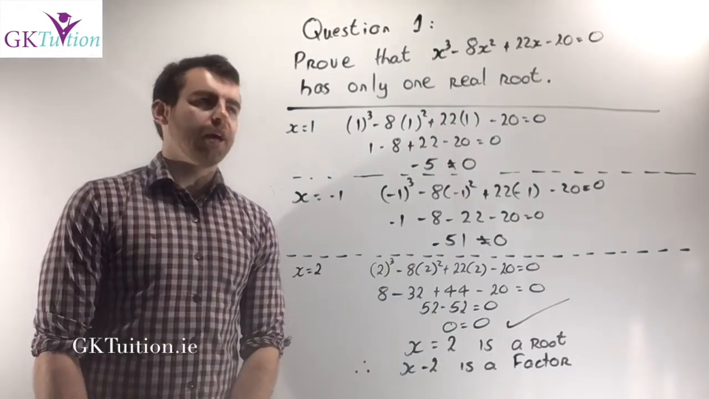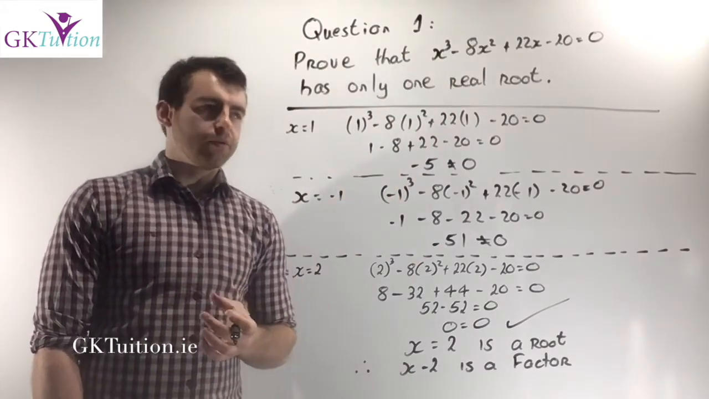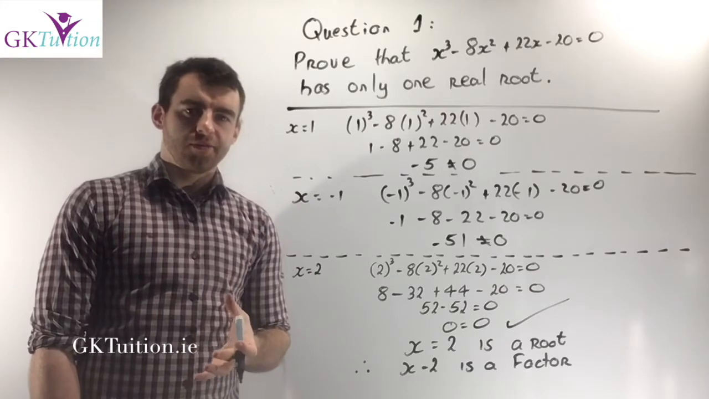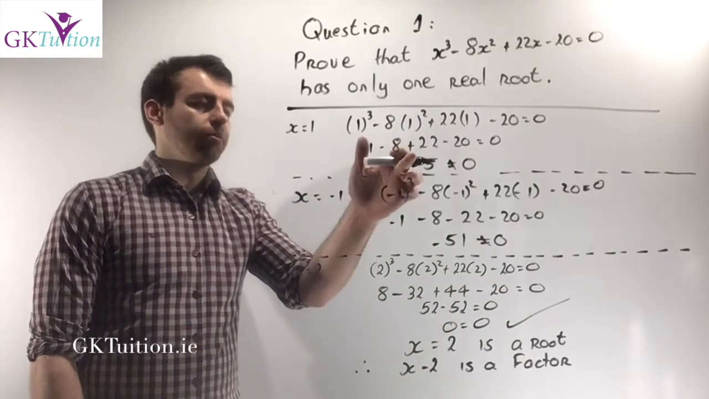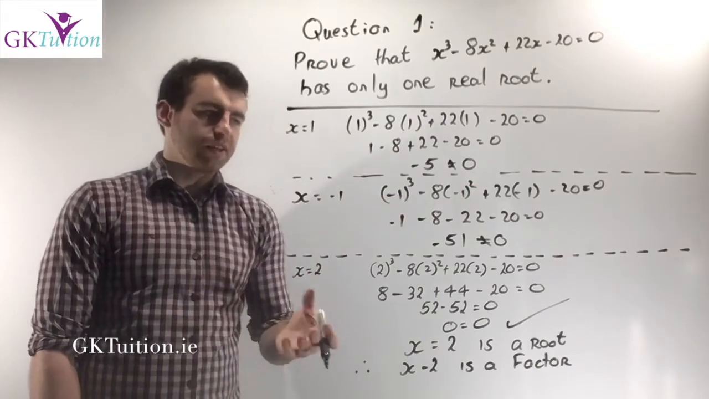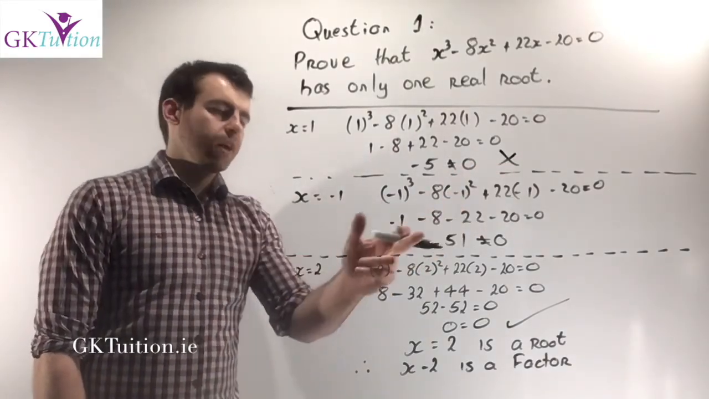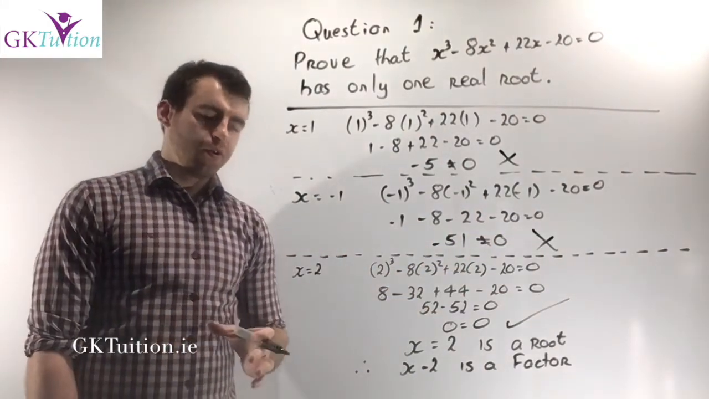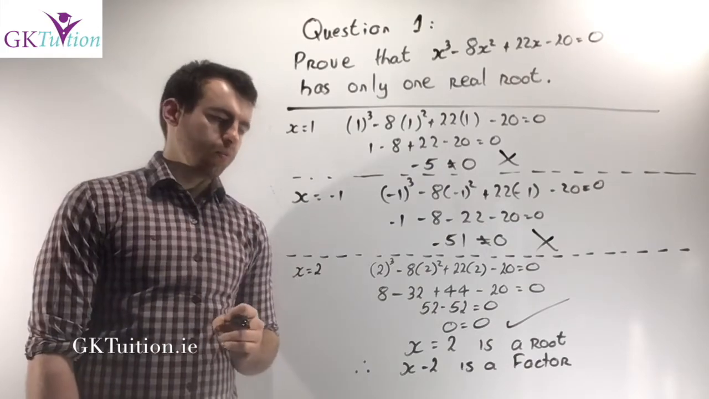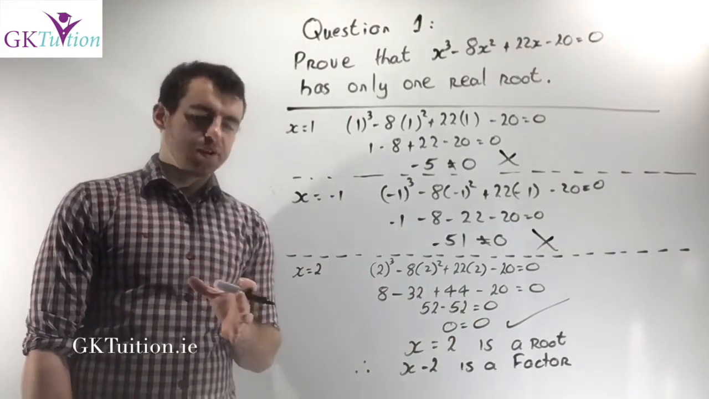The first question you had here was to prove that this cubic has only one real root. In order to do that, we need to use trial and error to find the first root. So I subbed in x equals 1 and I ended up with minus 5 equals 0, which obviously it's not, so that one's not true. Then I subbed in x equals minus 1 and I ended up with minus 51 equals 0, so that one's not a root either. The third one I tried then was x equals 2. When I subbed in x equals 2, I ended up with 0 equals 0. So that one is the right one.